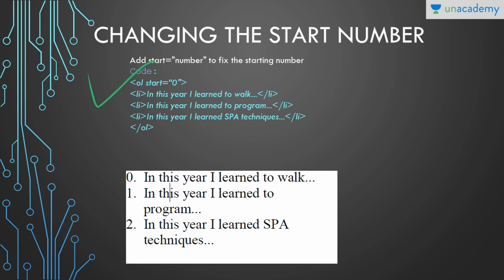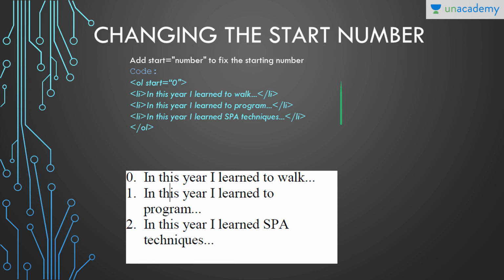Now this is my opening ordered list tag and this is my closing ordered list tag. Here you can see that I've used a start attribute. I've written start equals quotation mark and 0. In this way we can simply start our list with any number we want.